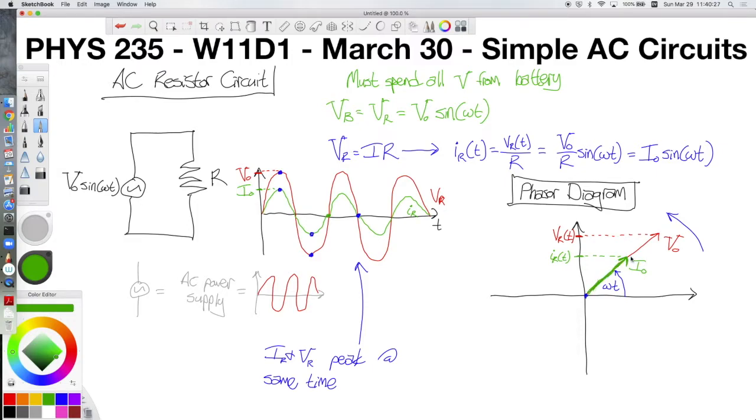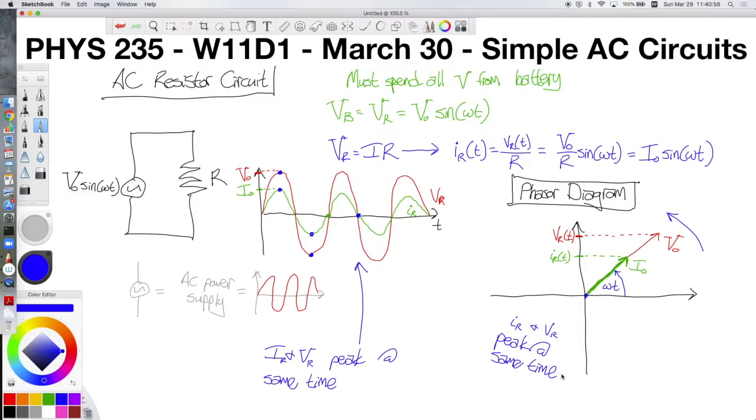We have the two vectors right on top of each other, rotating at the same rate. So, similar to what we saw before, we can say, and I should really use the appropriate notation, the current through the resistor as a function of time, and the voltage across the resistor as a function of time, peak at the same time.